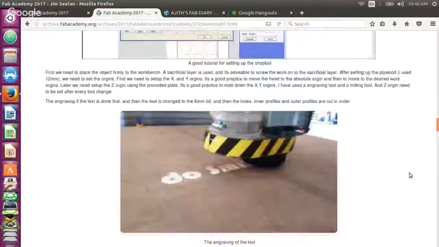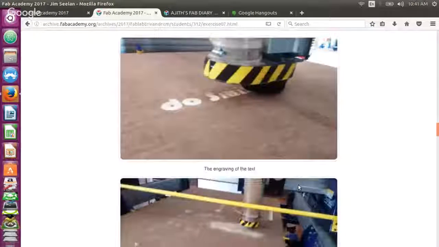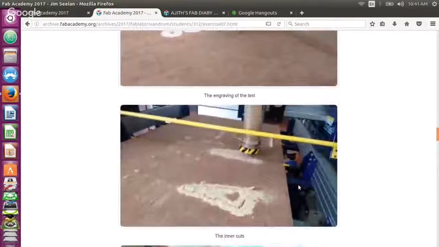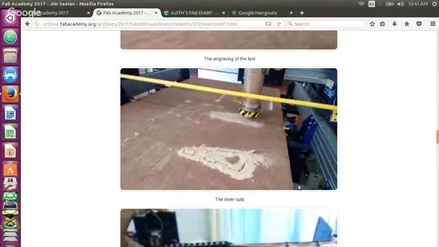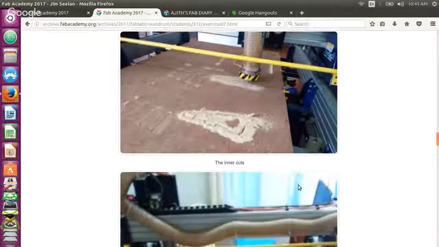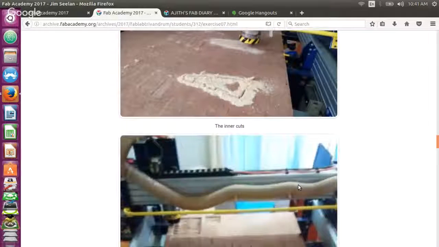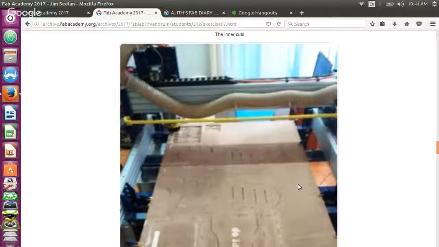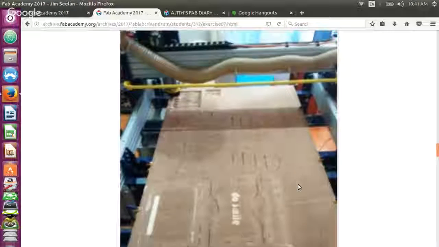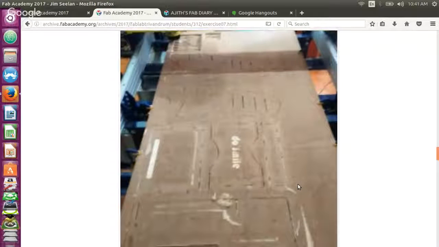First I did the engraving so that the sheet is in place. After that, the inner cuts were made. The small slots, everything was made as pocket cuts only, so that they do not come out. Then after making the inner cuts, the outside cuts were made. You can see the parts placed there. There are a total of 5 parts, which are later taken and assembled.